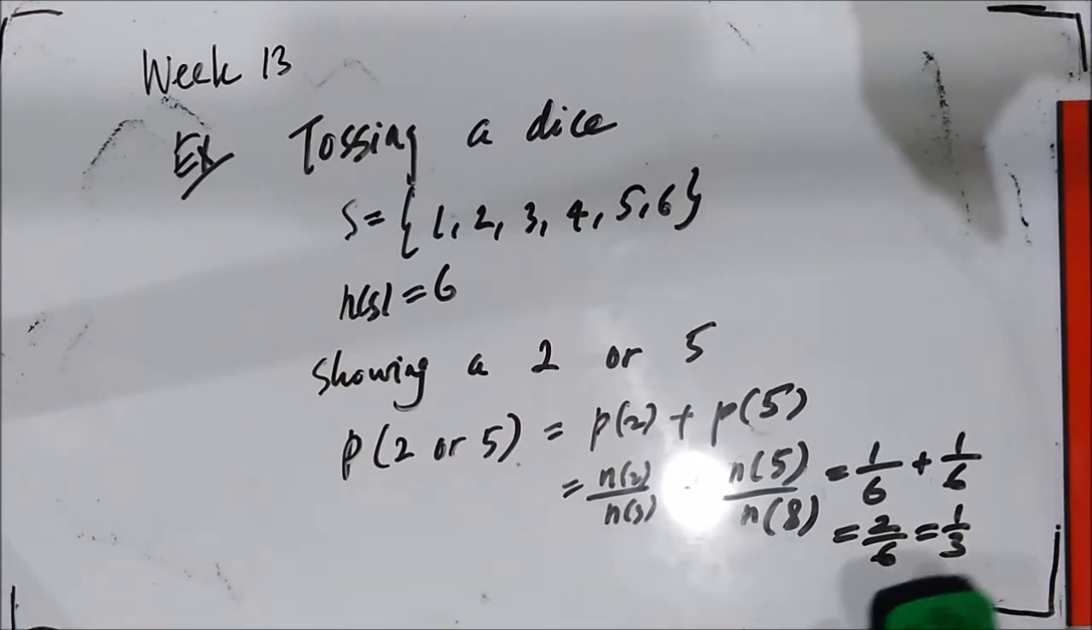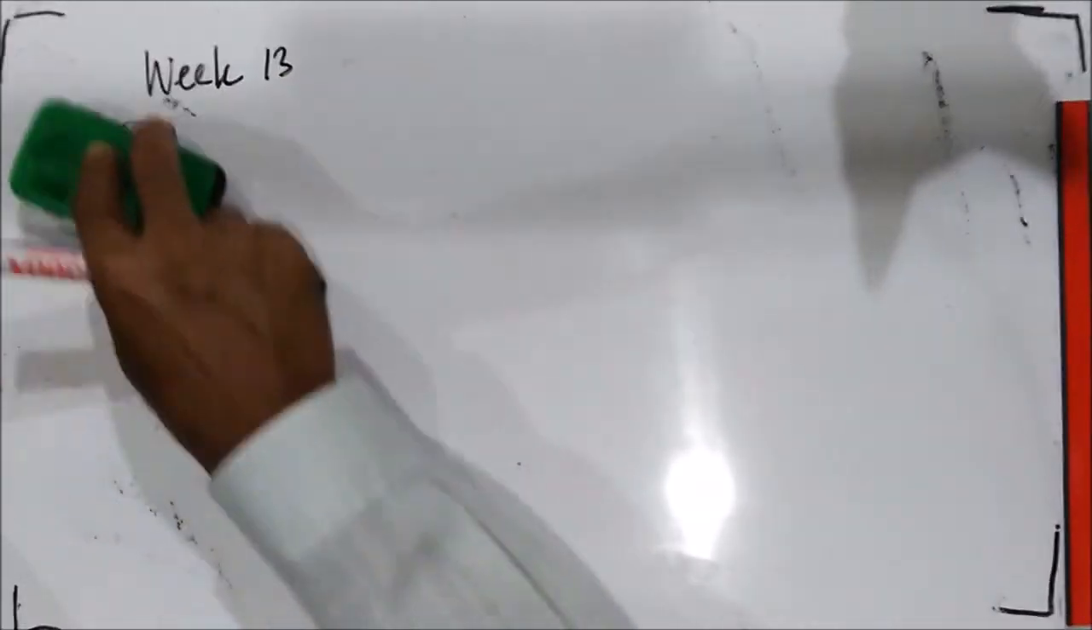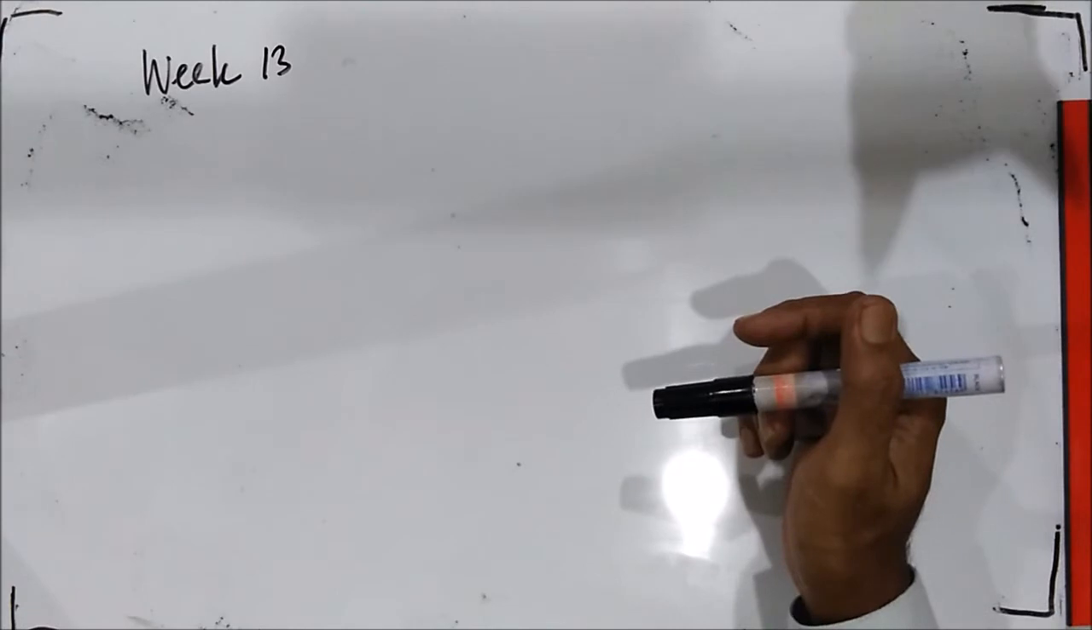Okay, now I'll give a last example here for the mutually exclusive. Let's say this is just now a mutually exclusive. Here I want to show you an example of non-mutually exclusive.